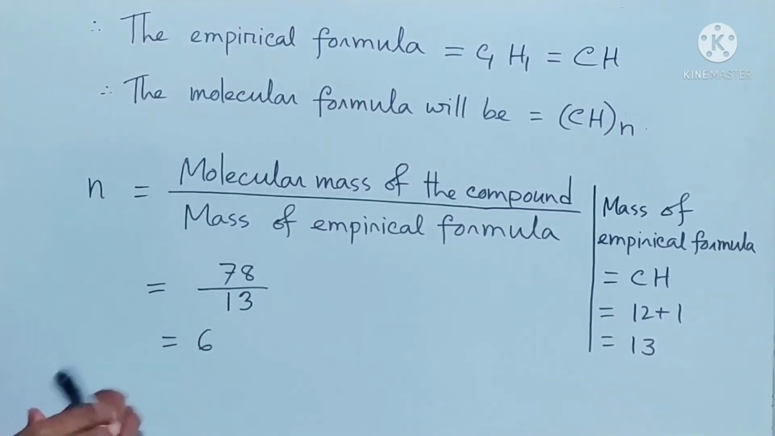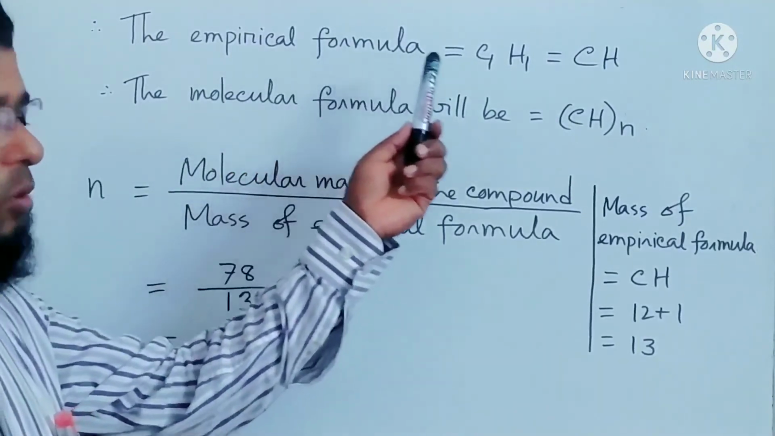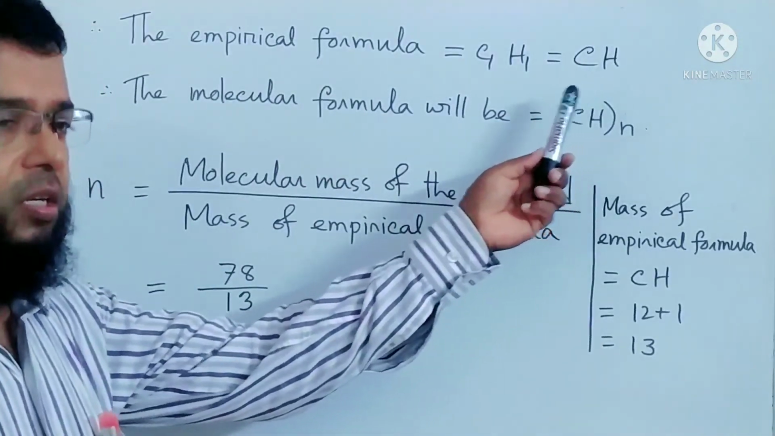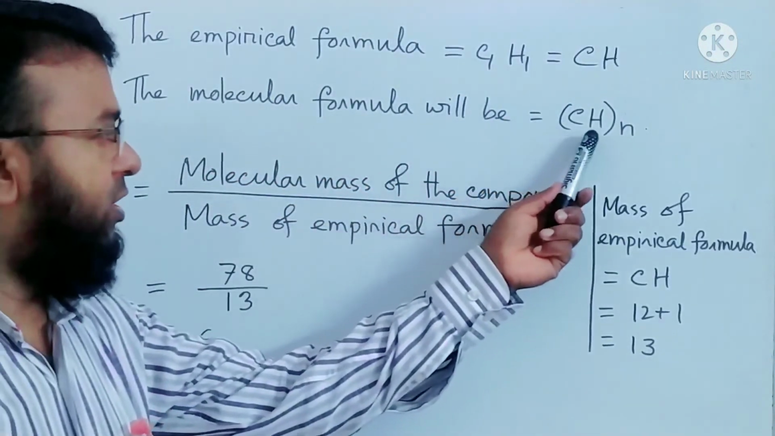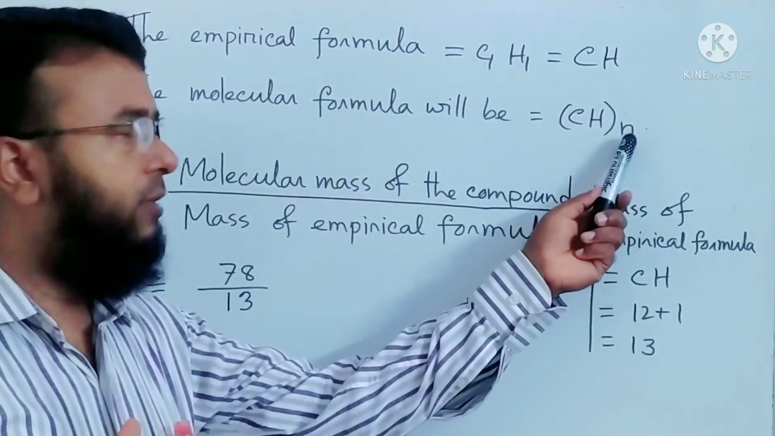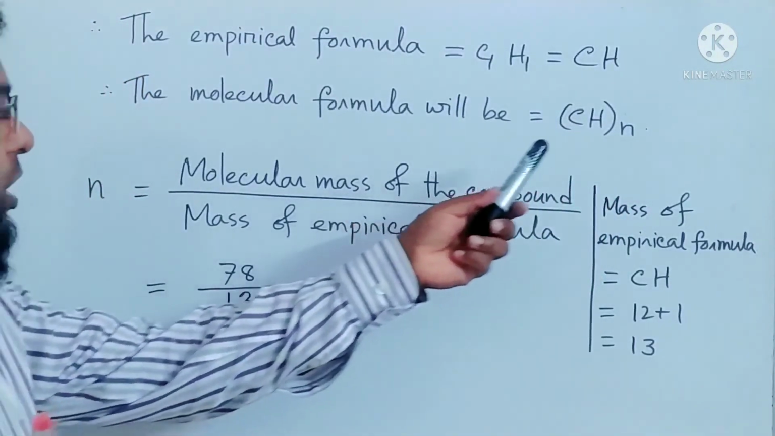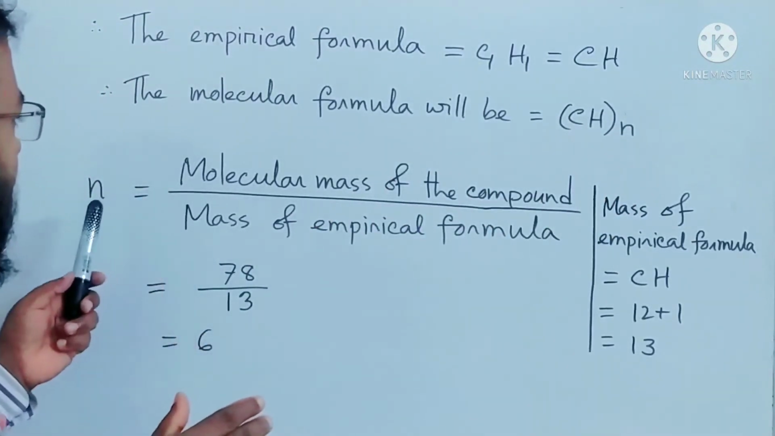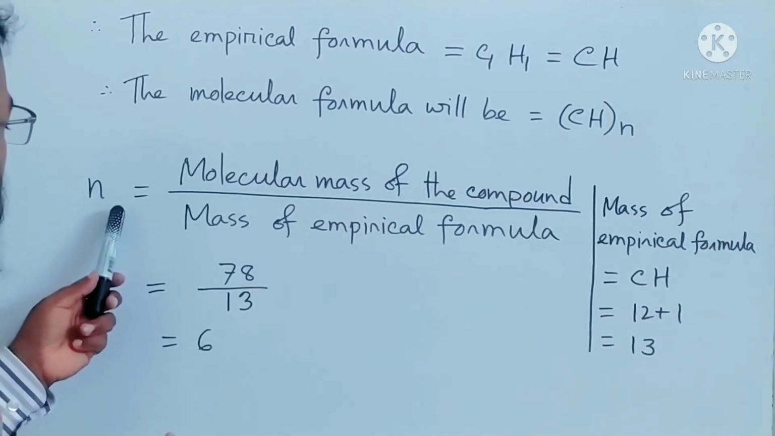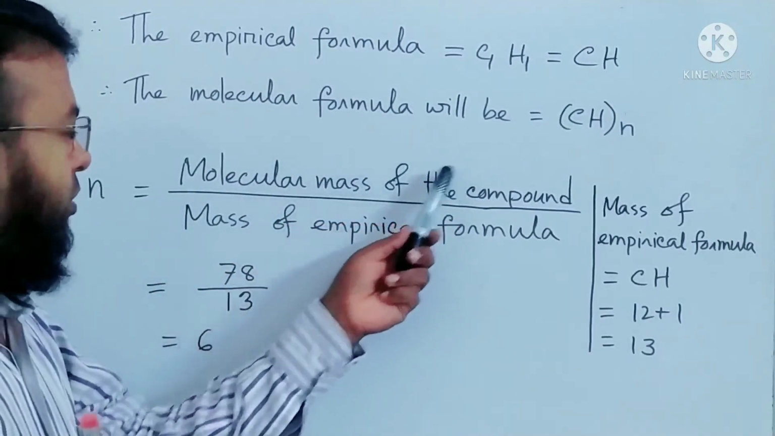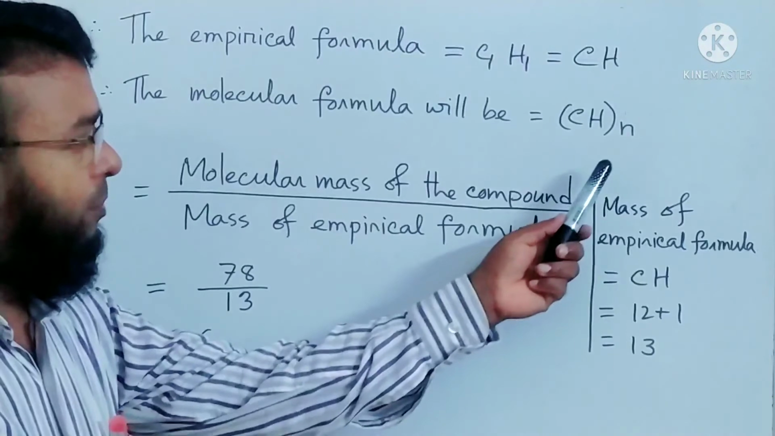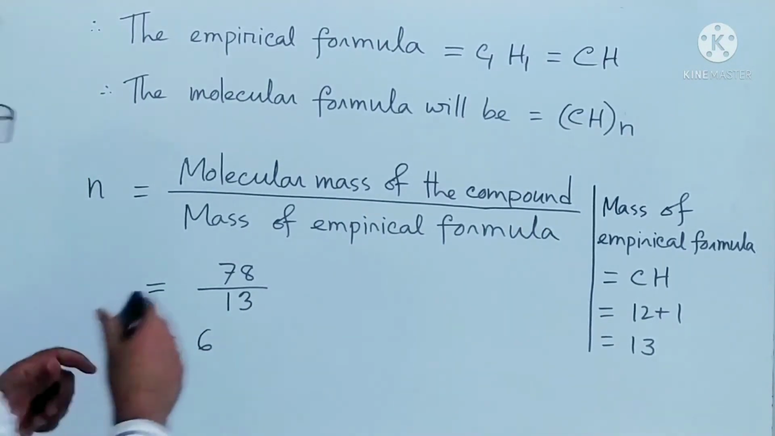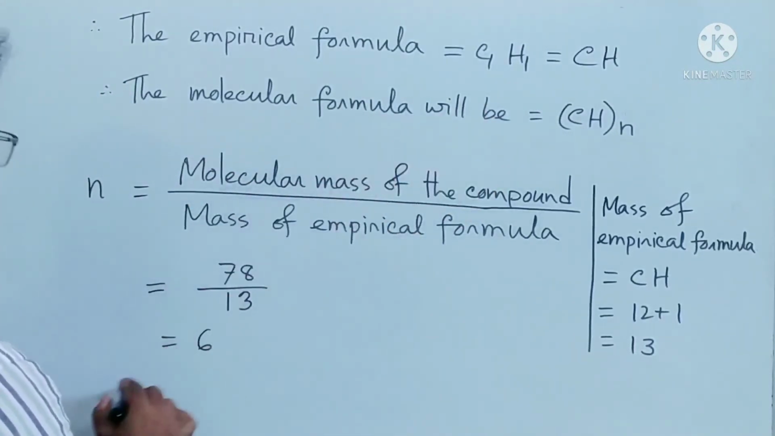So all of you see the board. First of all, I determined the empirical formula of the compound, that was CH. Then the molecular formula will be CH whole to the power n. Then we have to find out the value of n. There is a formula of n: molecular mass of the compound divided by mass of empirical formula. Mass of empirical formula is 13 and molecular mass is given in the question. So we have got the value of n. Now we can easily find out the molecular formula.